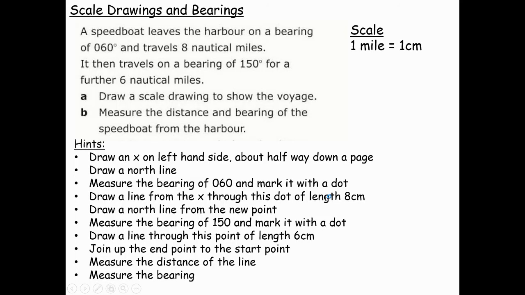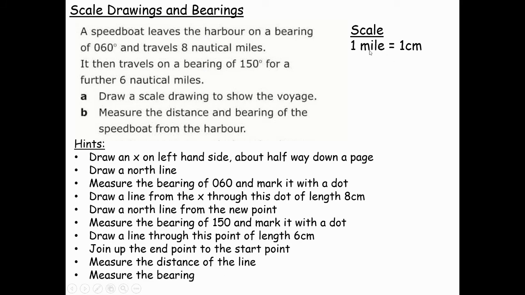So, you might be asked a bigger question like this. It's on scale drawings and bearings, so it's going to involve the angles and the lengths, and putting everything we've got together. So we've got a speedboat leaves the harbour on a bearing of 060 and travels 8 nautical miles. Then travels on a bearing of 150 for a further 6 nautical miles. Draw a scale drawing to show the voyage, measure the distance and the bearing of the speedboat from the harbour.